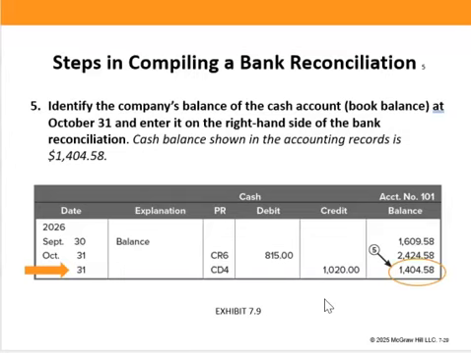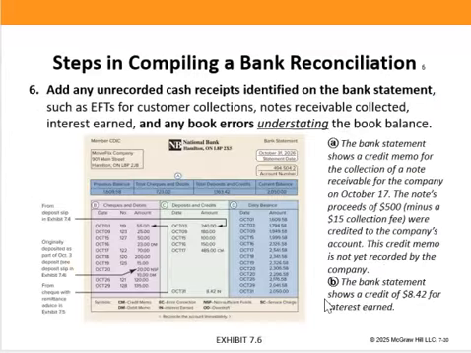Now, step number five, identify the company's balance of the cash account, your book balance. From the general ledger, what is your book balance? We know it is $14.04.58 by looking at our general ledger, our T account for cash, account number 101. And then number six is add any unrecorded cash receipts identified on your bank statement. So again, anything that's gone through the bank as a receipt of cash that we haven't recorded in our general ledger yet.